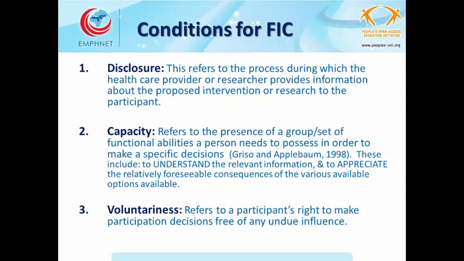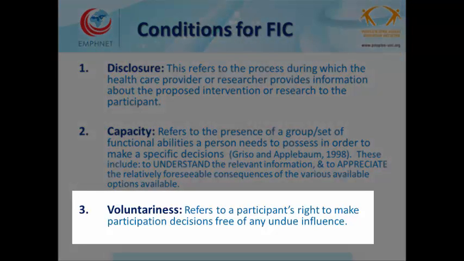The third, which is very important, is voluntariness. We need to make sure that the participant's decision is taken free from any undue influence. This undue influence could be physical force, which is quite unlikely. However, it could include money, for example, paying patients to accept a certain intervention, or paying people to accept a certain intervention or to be involved in research.